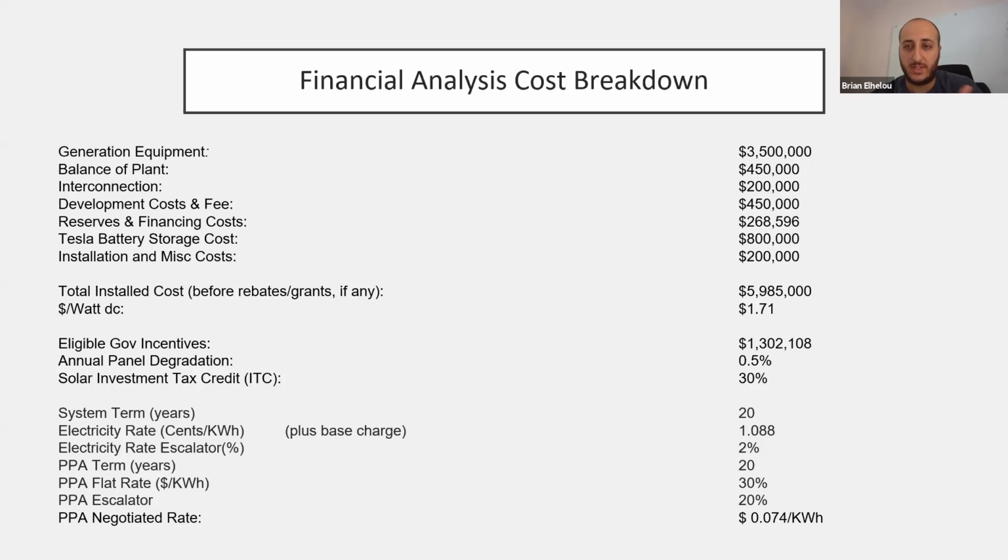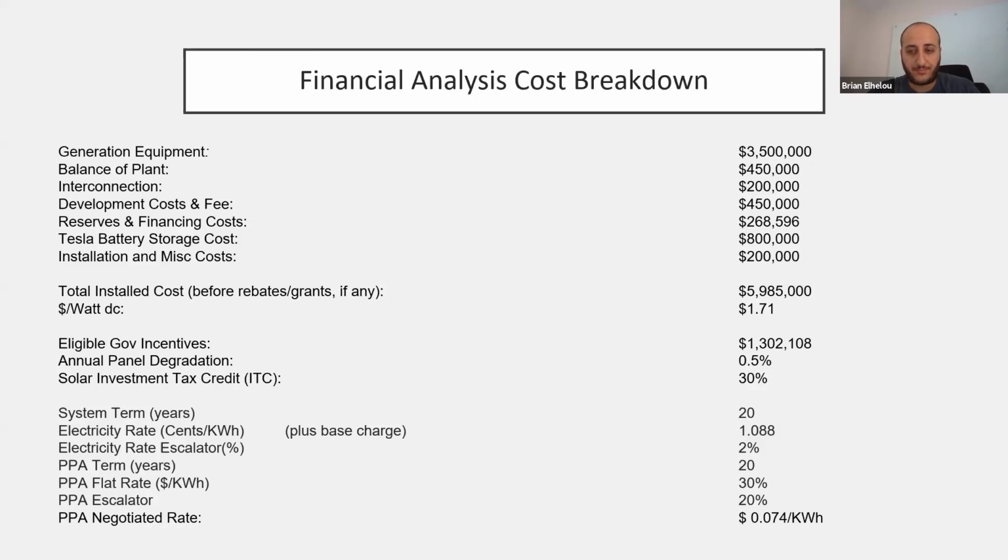Generation equipment is $3.5 million. The Tesla battery cost would be $800,000. Installation and some miscellaneous costs that we factored in would be $200,000. And the eligible government incentives that we calculated would be around 1.3 million. We set the annual panel degradation at 0.5%, and the solar investment tax credit at 30%.